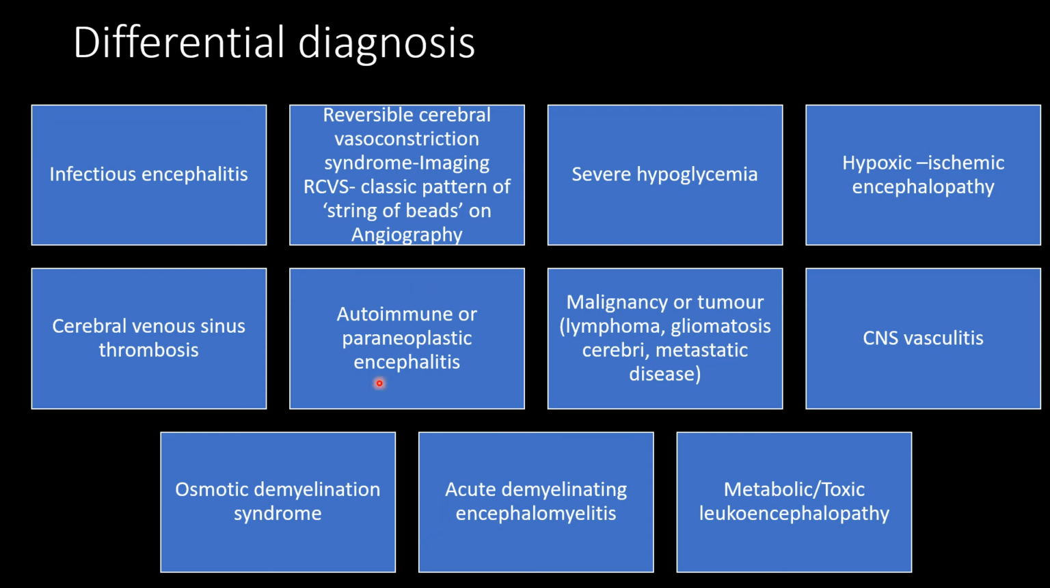There is no history of autoimmune disease. There is no history of malignancies or tumor. CNS vasculitis is also ruled out because the angiogram was normal. Electrolytes are normal, so osmotic demyelination syndrome is ruled out. No history of acute demyelinating encephalomyelitis, and there is no history of drug or toxin exposure to the patient, so metabolic and toxic leukoencephalopathy is less likely.